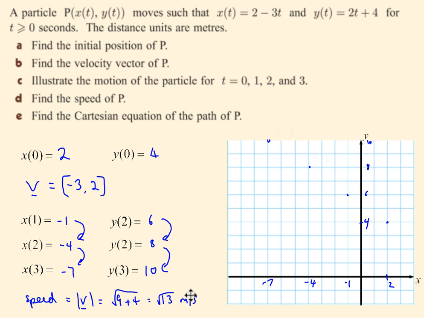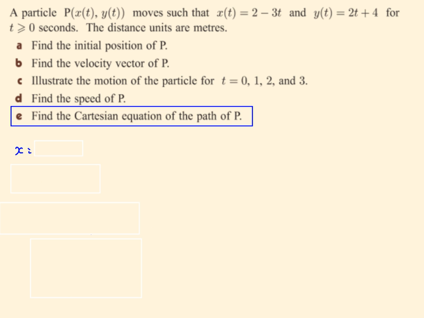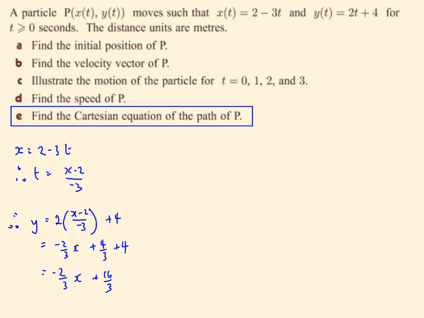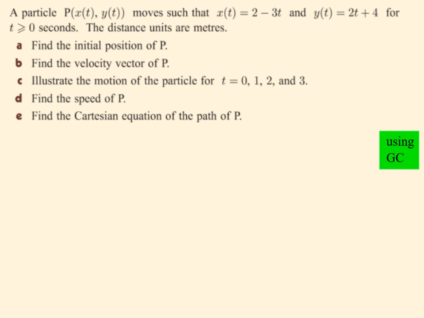of meters per second. Alright, part E, working out the Cartesian equation. Once again I need to rearrange one of these two equations to make t the subject and substitute into the other. So I'm going to rearrange the x equation. I end up with t equals x take 2 divided by 3. If I now substitute that into y and then expand, collect and simplify, there is my Cartesian equation, and that's in the form y equals mx plus c, which is the equation of a straight line, as our graph did show us.